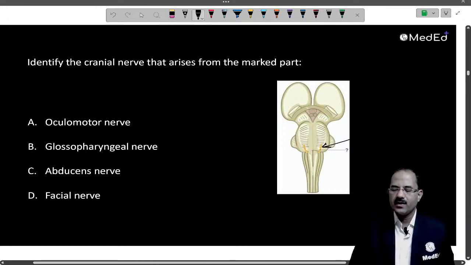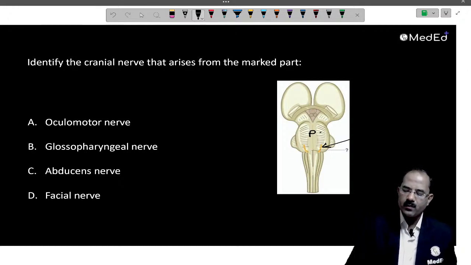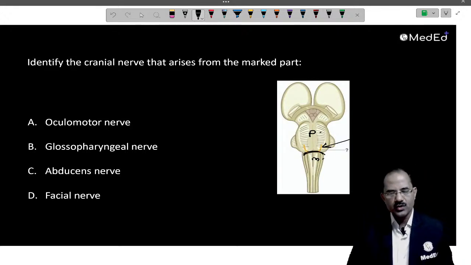That's a cranial nerve. So what is this? That's a pons. And what is this? That's a medulla. So what is this junction known as? The pontomedullary junction.